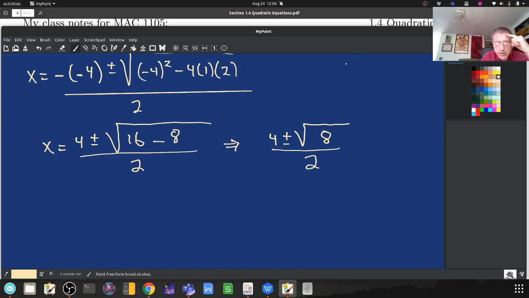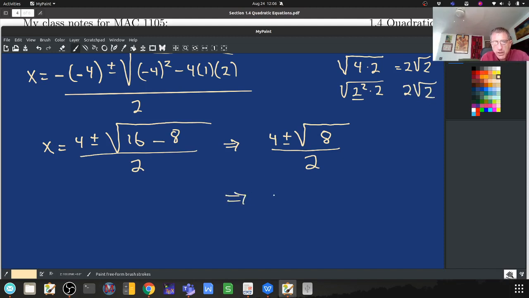So let's work on the square root of 8. The square root of 8 is the square root of 4 times 2. So that's 2 times the square root of 2. Why? Because 4 is equal to 2 squared. That's an even power, so I can move this term out from underneath the radical by dividing the exponent by 2. I feel like Spock here. So this becomes 4 plus or minus 2 times the square root of 2, all of which is divided by 2.